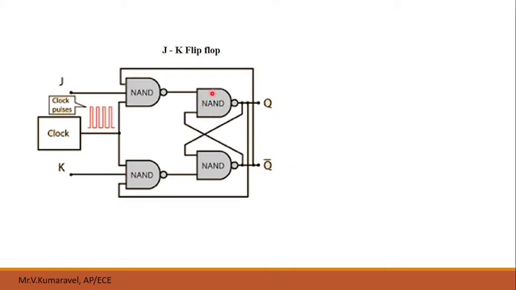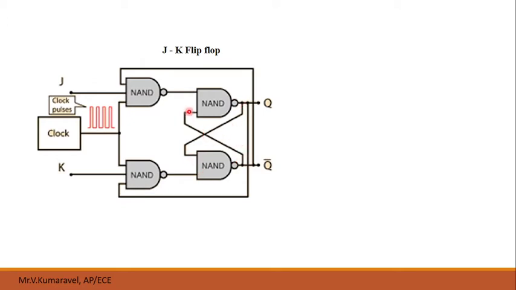Similarly, if you consider NAND gate 3 and NAND gate 4, your NAND gate 3 input is nothing but your NAND gate 1 output. Similarly, one of your inputs of NAND gate 4 is nothing but NAND gate 2 output. The other inputs are feedback from your output.